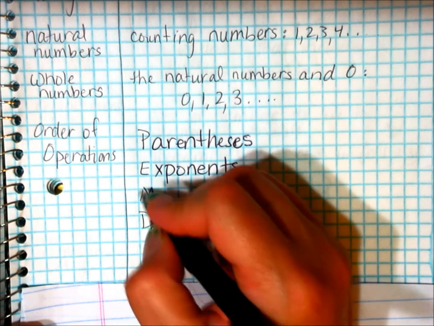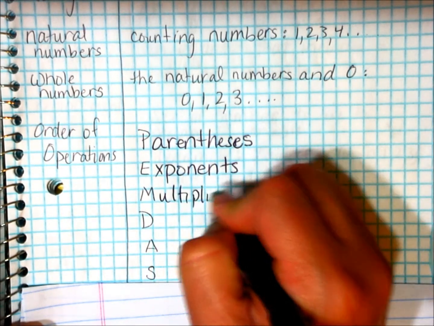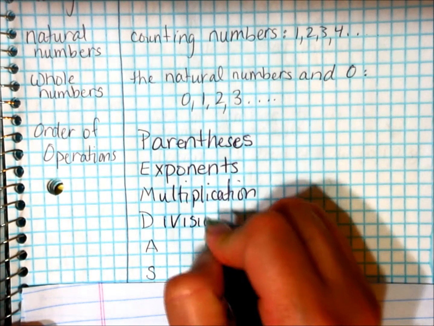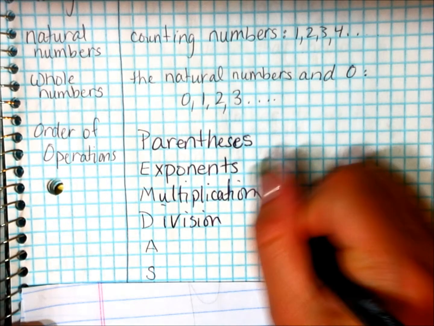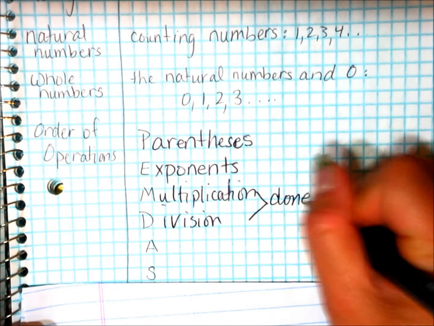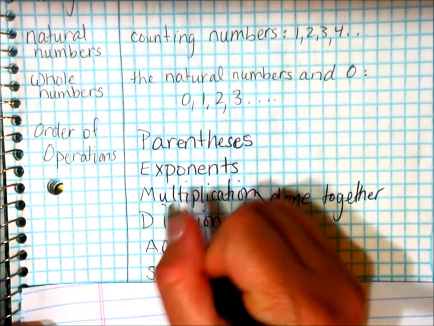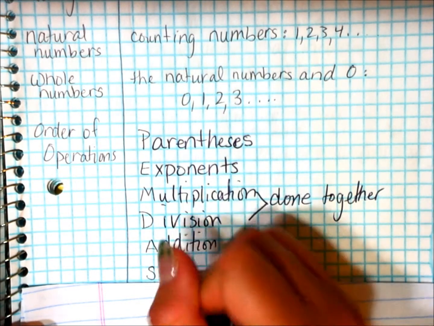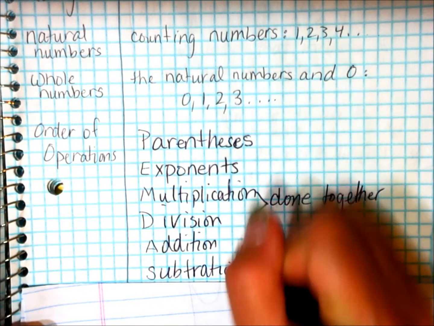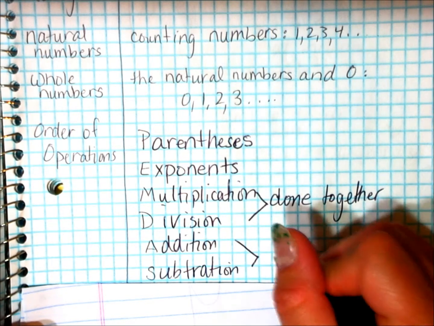Now, M and D are done at the same time. Multiplication and division. Even though they're listed as two separate things, these two work together. And then addition and subtraction act the same way. Even though they're listed separately, they're done at the same exact time.